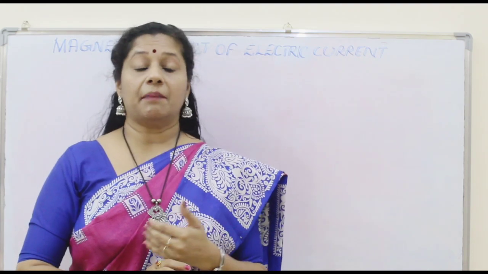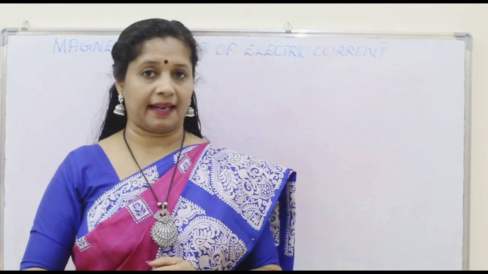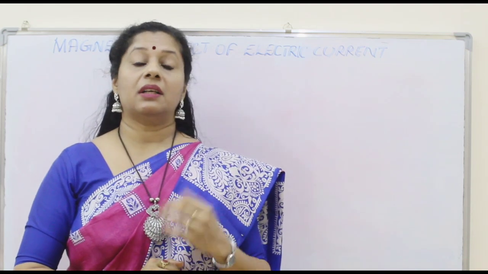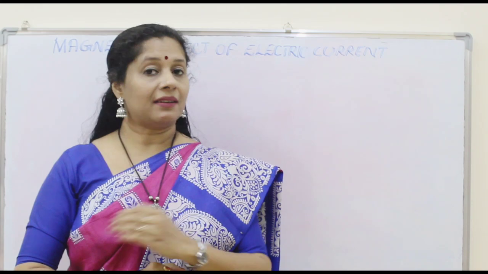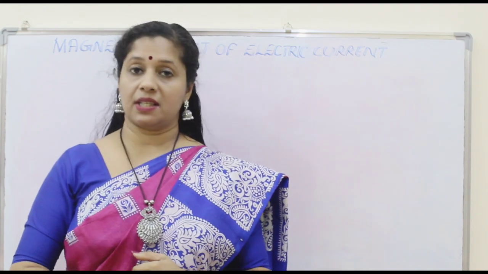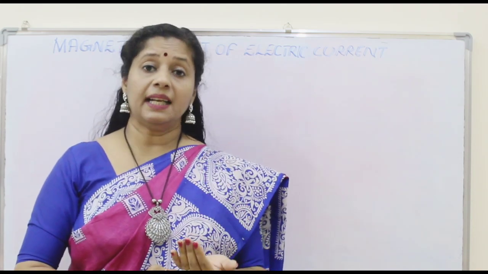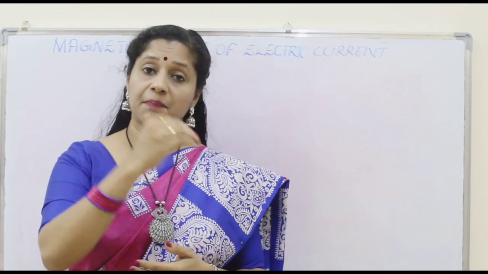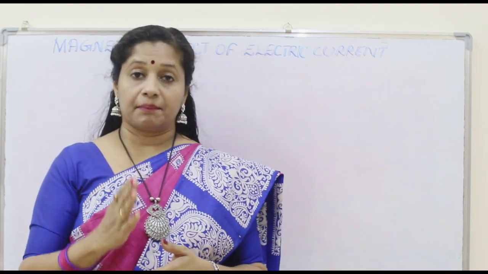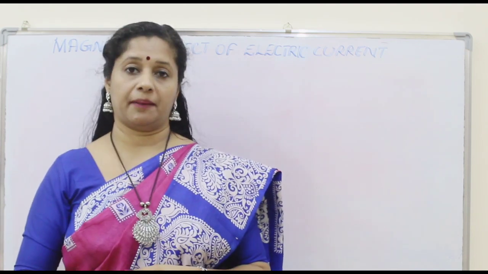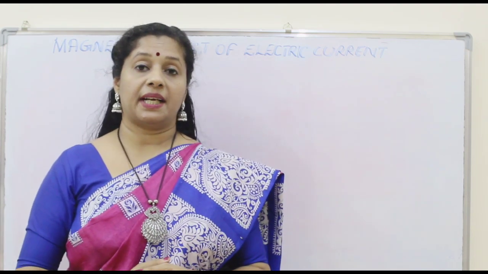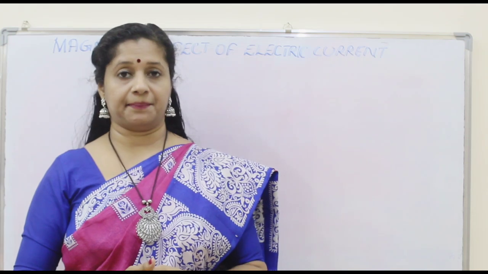But in this chapter, we are not talking about natural magnets. We are talking about a current carrying conductor having magnetic property. About electricity, we learned in the previous chapter. So, when electric current is passing through a conductor, the conductor acts as a magnet, or it has some magnetic property. About that, we are going to study, that is called electromagnetism.